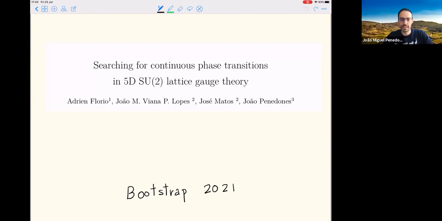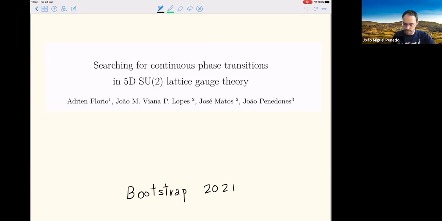Okay, so let me try to be brief. Not everyone is probably very tired by now. I'm just going to report on some rather simple-minded approach to this problem on the lattice. This was work done with Adrian Florio, João Viana Lopes, and José Matos. It was basically the master thesis of José Matos, and he wrote the code and ran all these simulations. So really that's the hard work is his work.